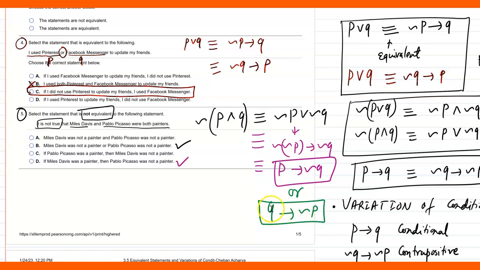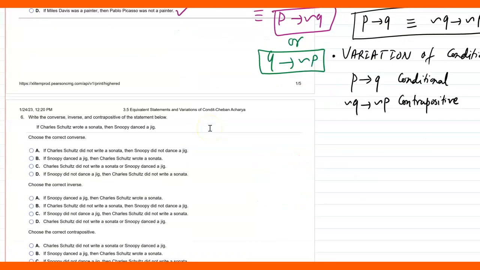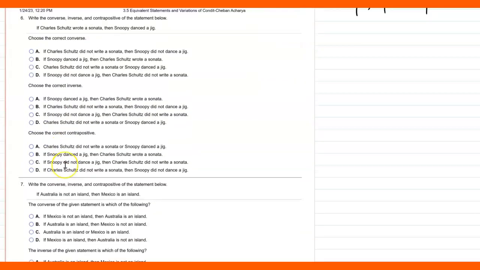Therefore, how do you read that? If Pablo Picasso was a painter, then Miles Davis was not a painter. Therefore, this is the answer. If you have a three right answer, obviously A is incorrect. That is not equivalent to the given statement. Okay, this is question number 5. Question number 6.